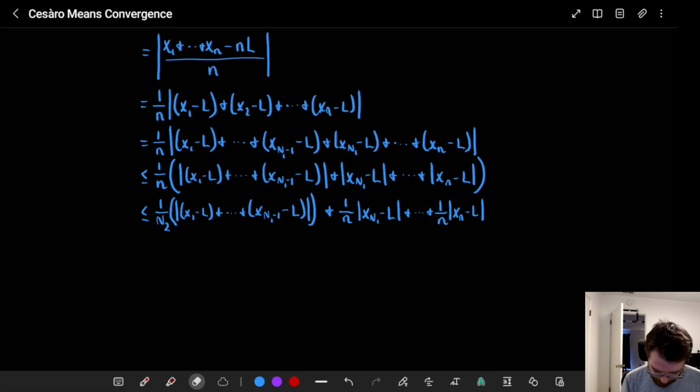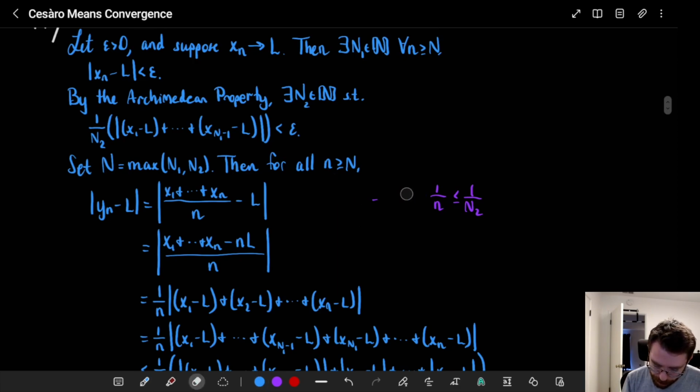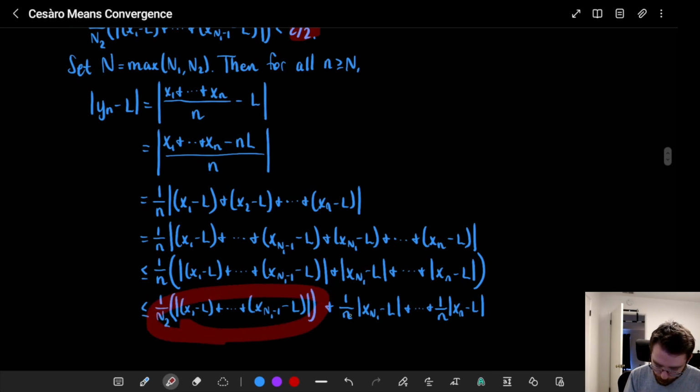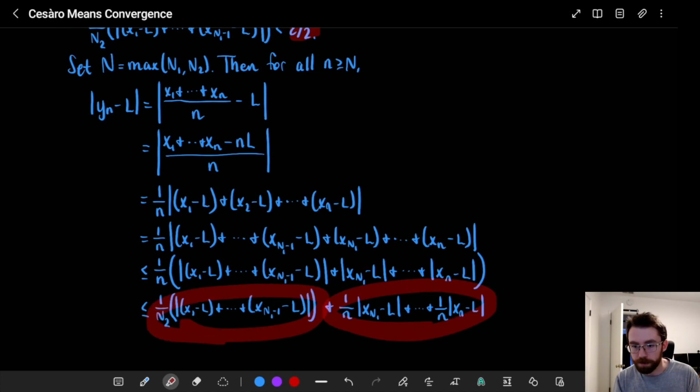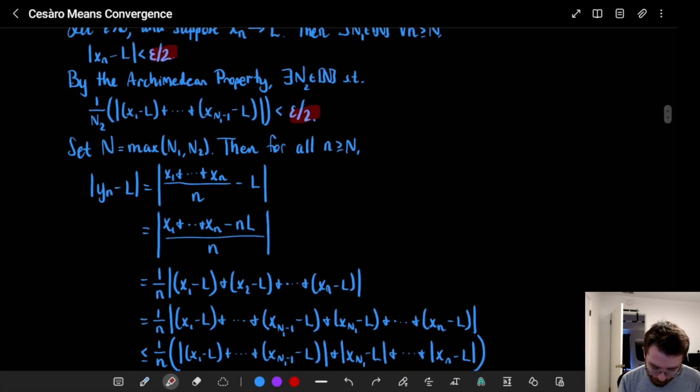Again, this is not poor planning on my part. I'm just trying to show you how these proofs go in real time. I could have started by saying, ooh, it'll be nice if I make these epsilon over 2 instead of epsilon, but you would have been like, why are you doing that? That seems like it's coming out of nowhere. The reason is because I sort of have two important chunks. If I can make one of them less than epsilon over 2 and the other as well, then in total they'll be less than epsilon.